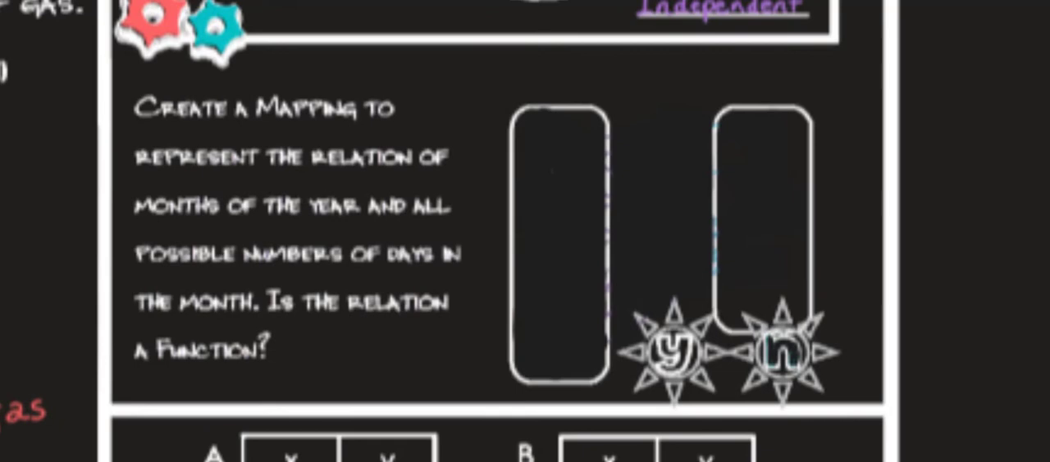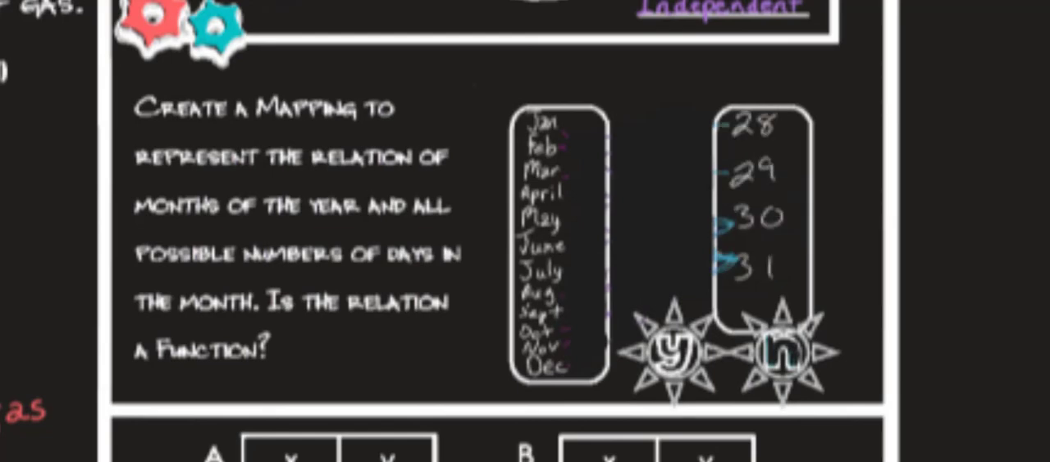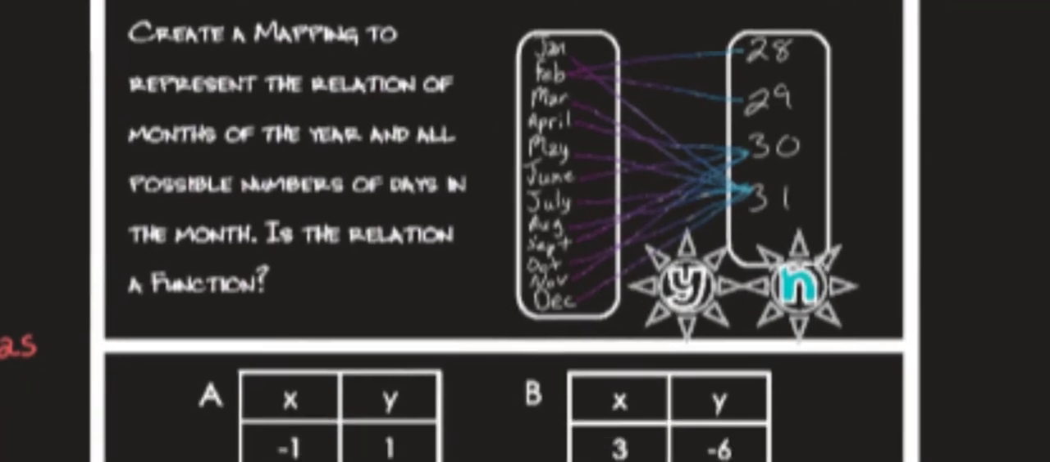Create a mapping to represent the relation of months of the year and all the possible numbers of days in the month. Is the relation a function? Begin by listing the months of the year. The number of days possible are 28, 29, 30, and 31. This is not a function because February has two possible outcomes.